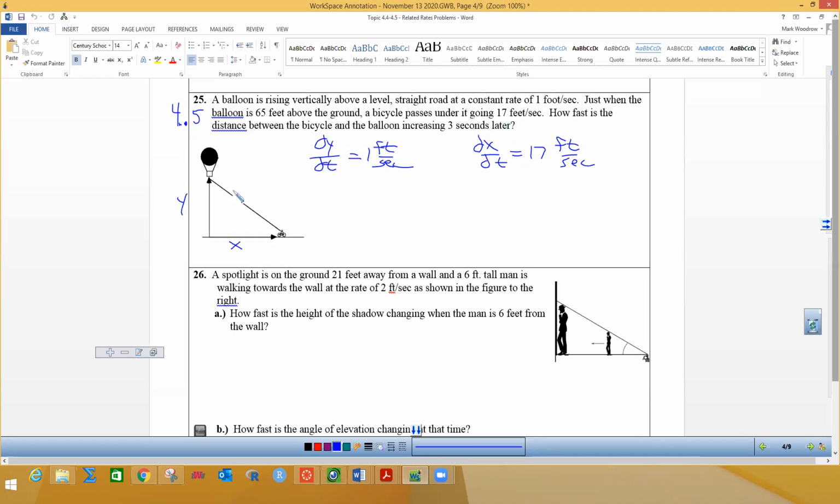So how fast is the distance between the balloon and the bike? That's that d. So we're looking for dd/dt. We want to know that 3 seconds later.